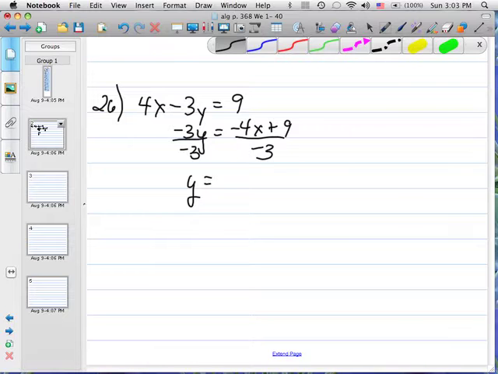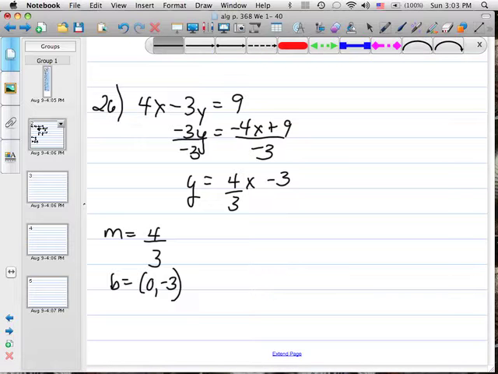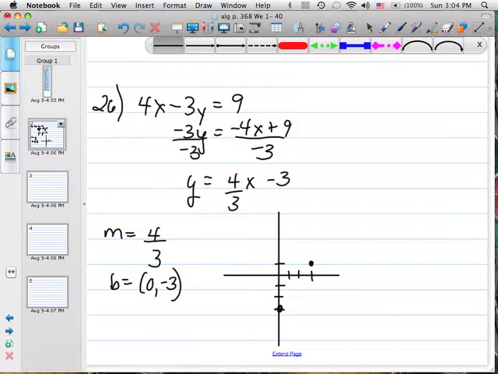So we get y equals -4 divided by -3 is 4/3 x, and 9 divided by -3 is -3. So our slope is 4/3, up 4, right 3. And our intercept is 0, -3. Graphing that. Put a point at 0, -3, our y-intercept, and the slope says 4 up, 1, 2, 3, 4, and 3 to the right. So up 4, 3 right, and we have our line.